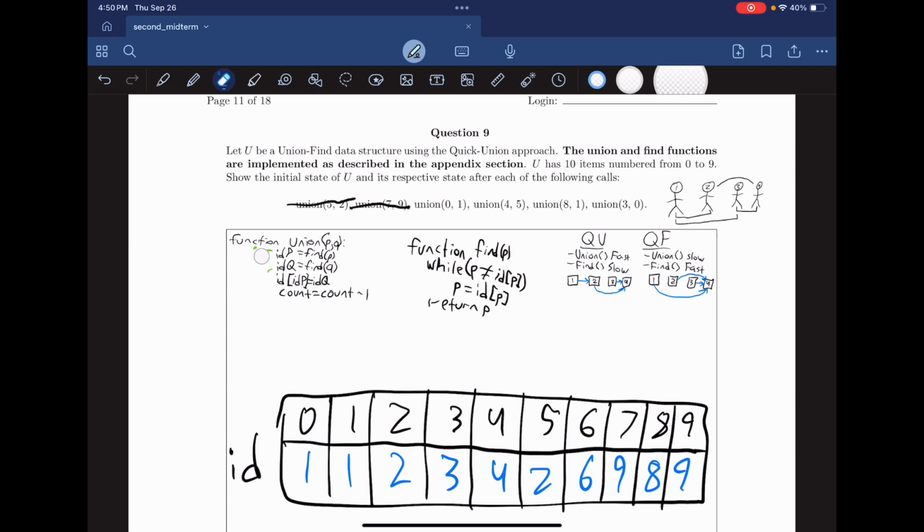You'll notice for all these I've been skipping the count line because, as I said, it's important if you want to know how many groups you have in your array, but we don't really care about that, so we're not going to even mess with keeping track of it.